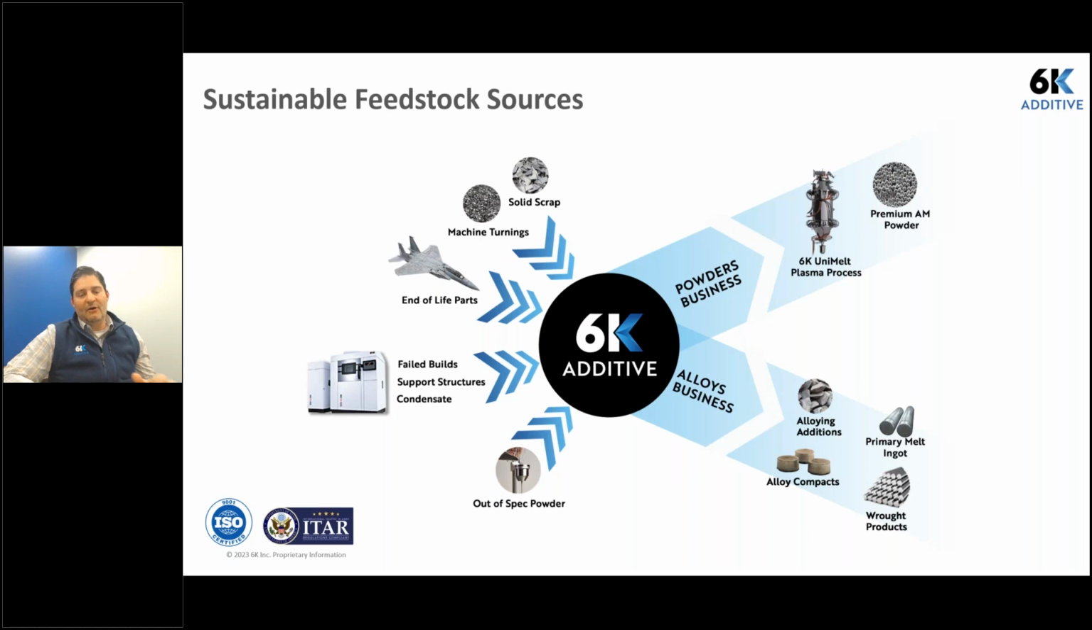But what we work very hard to do is look at our different sources of scrap streams and put those strictly to the powder business. And the installation of our plasma Unimelt technology is what enables that step from more traditional scrap processing into the upcycling of some of these streams to premium AM powders. Behrang, you can go to the next one.